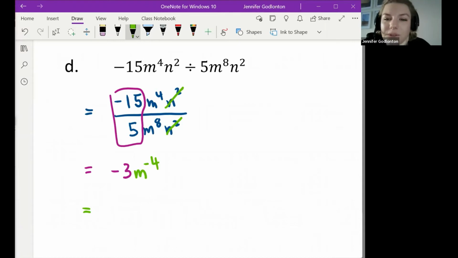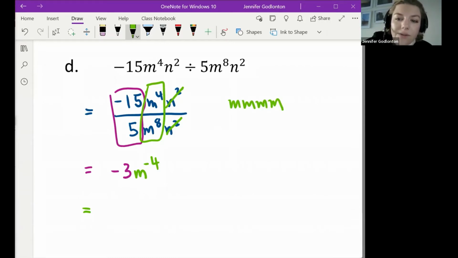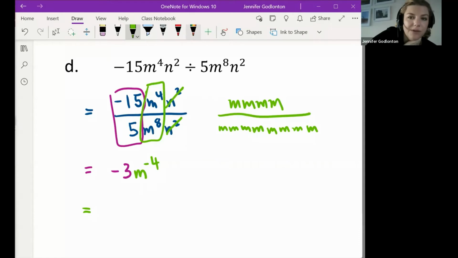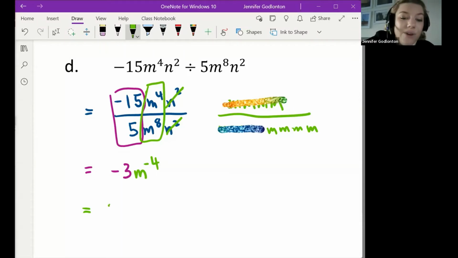Okay, so I'm going to see if this might help you. I'm just going to write out these m's the long way. Okay, so I've got 4 m's at the top. And I've got 8 m's at the bottom. Those 4 m's are going to cancel with those 4 m's. Where are those m's left? There are 4 m's left, ma'am. Where? At the top or at the bottom? At the bottom. Yeah. So if we have a negative exponent, it means we're going to pop it down. If it's in the numerator, we're going to make it a denominator. And if it's in the denominator, we're going to make it a numerator.